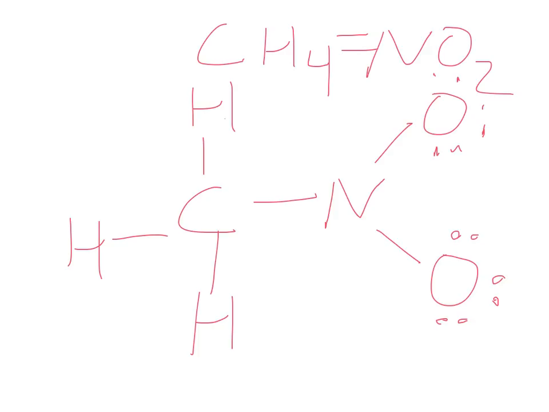Double bond. So I'm going to erase these. Do a double bond. So what does that give me as a charge for nitrogen? Positive. And how about this oxygen here, the bottom right one? Neutral. Top right one? Negative. So that gives us nitromethane.